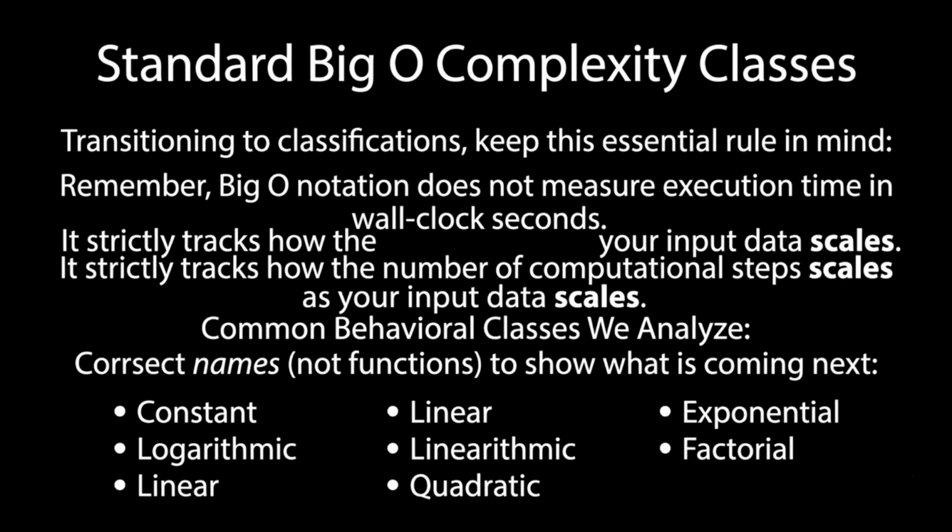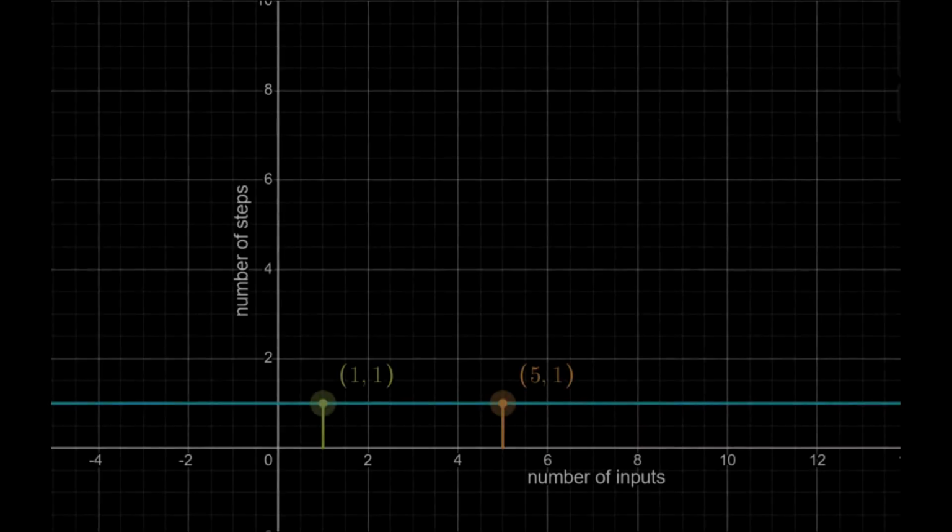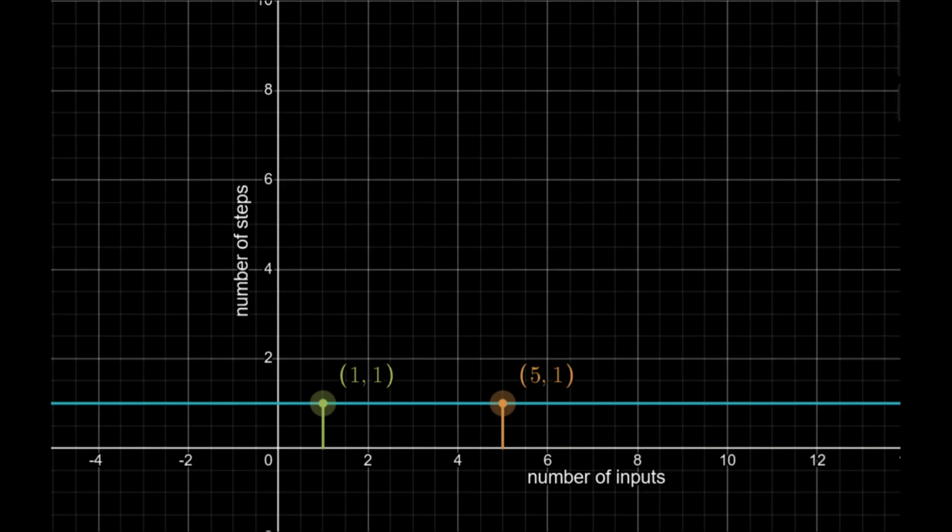Now let's look at the standard Big O classes. Remember, Big O doesn't measure seconds, it tracks how the number of steps scales when your data scales. First, O of 1, constant time, the absolute best. No matter if your array has 10 items or a billion items, finding an element by its exact index takes 1 step. Data scaling doesn't affect it.